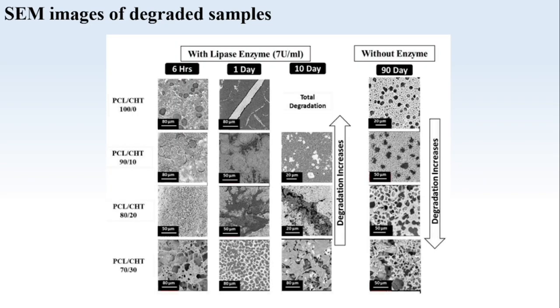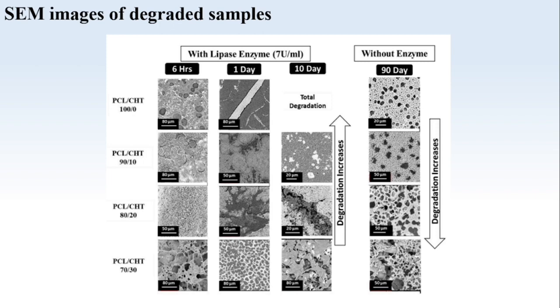The surface morphology of a degraded membrane after different time intervals is presented in this figure. The SEM images taken at different time points during the enzymatic degradation of the PCL chitosan membranes provide a comprehensive view of the degradation process. Here, first we have the 6 hours. This image likely captured the initial state of degradation, showing the early signs of structural alterations and surface modification induced by lipase activities.